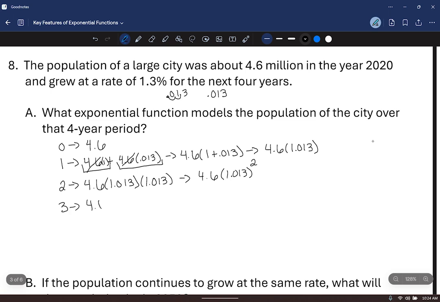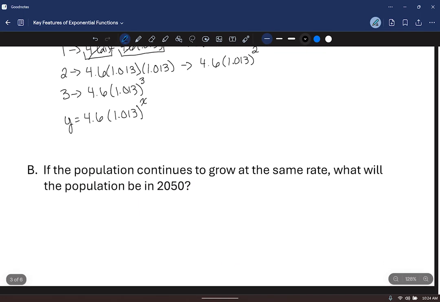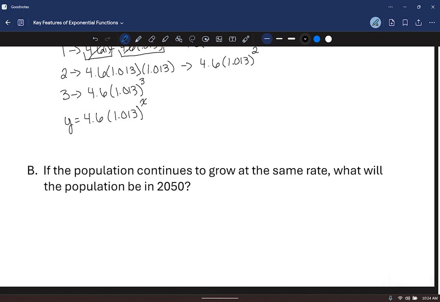So in the third year, it's going to be 4.6 times 1.013 to the third power, and so forth. So we have to the first power, to the second power, to the third power. So our equation would be y equals 4.6 times 1.013 to the x, because that would be the number of years since 2020. Part B says, if the population continues to grow at the same rate, what will the population be in 2050? Well, 2050 is 30 years from 2020. So I'm going to plug 30 in for x, because x represents years since 2020.